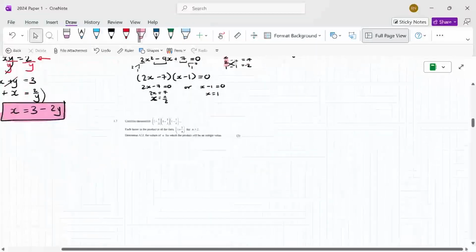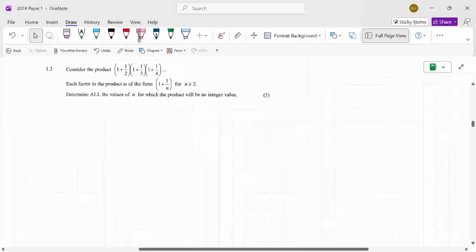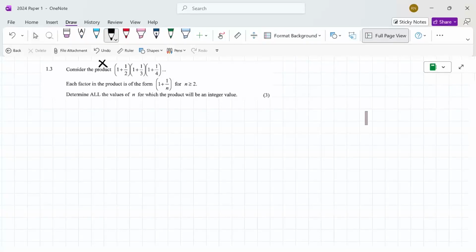Okay, and then we have this one. This is the last one in your algebra section. Usually this one is a little bit tricky because they really want to test, do you know algebra? This one is saying, consider the product. Product means multiply, so consider the product of these three, where each factor, or each bracket, is in the form of 1 plus 1 over n. They want us to determine all the values of n for which the product will be an integer value.